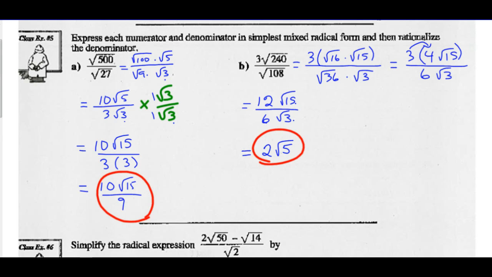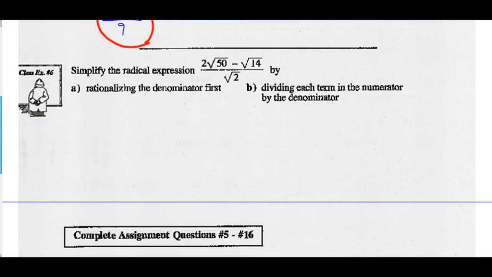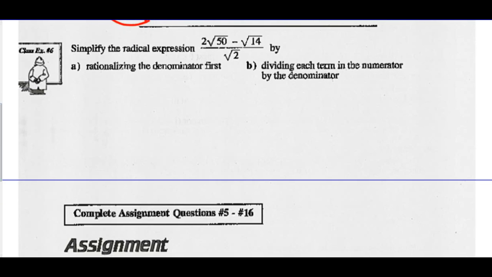Example 6, a couple tough ones. Simplify the radical expression by first rationalizing the denominator, or part B by dividing each term in the numerator by the denominator. So let's rationalize the denominator first. Step 1, I'm going to simplify these radicals.